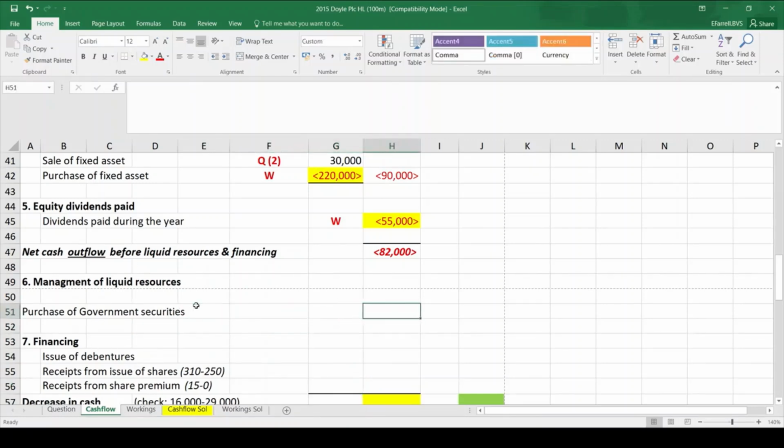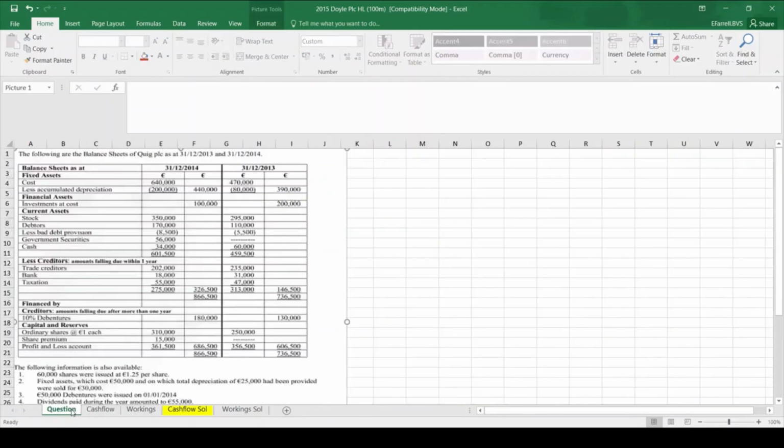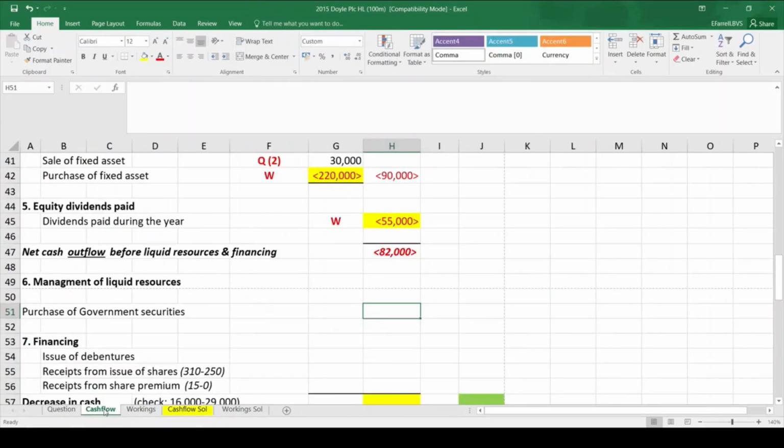So all that goes in the management of liquid resources is if we buy any government securities. So here in this question, at the start there were no government securities, at the end it was 56, so we must have paid 56,000 for government securities, which goes in as a minus 56,000.